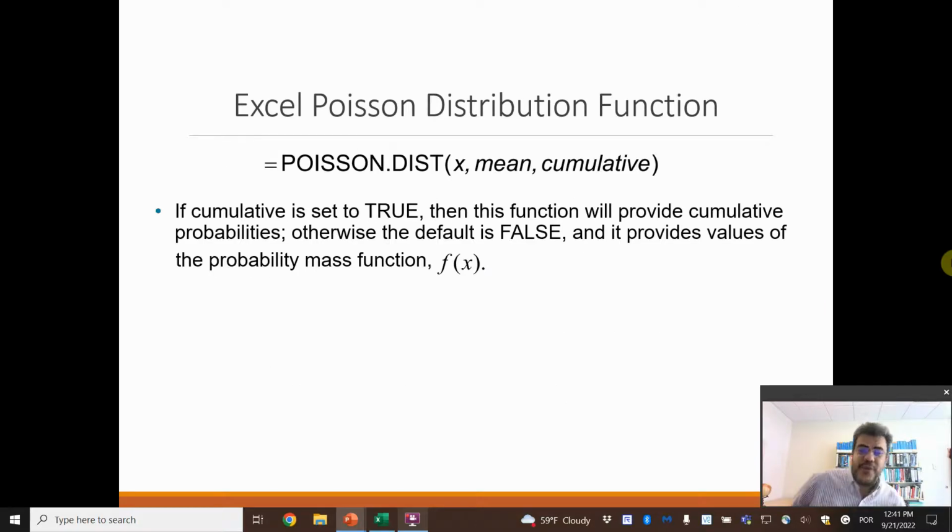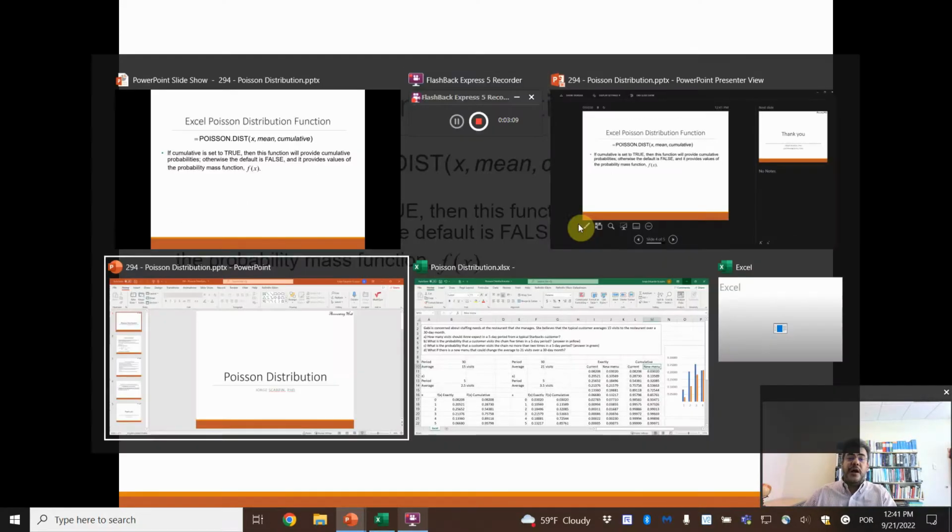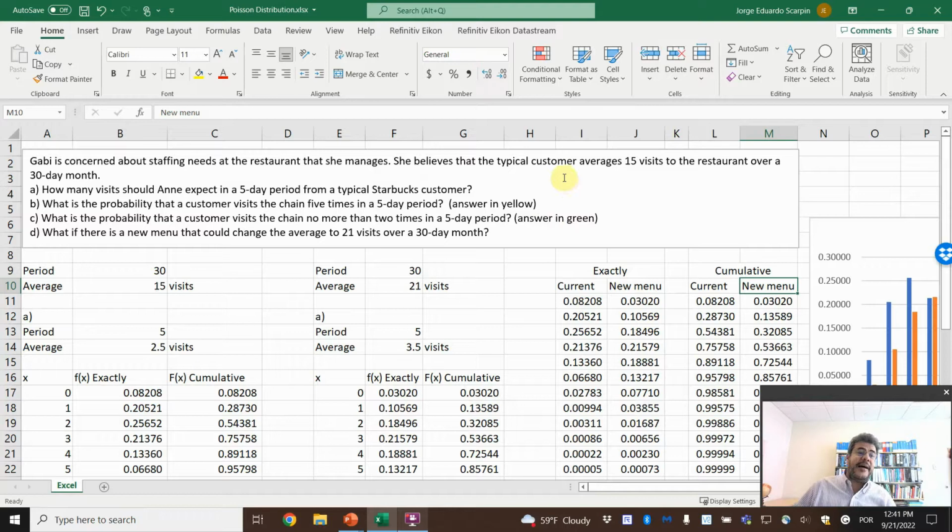And okay, we are going to Excel. What is the formula? Poisson distribution: X, mean, and cumulative. What is the cumulative? If it is true, we are talking about the cumulative distribution. At least 5, at least 10. So it means 0, 1, 2, 3, 4, 5, 6, 7, 8, 9, and 10. Or false, exactly 10, or exactly 12, or exactly something. So let's go to our Excel data.